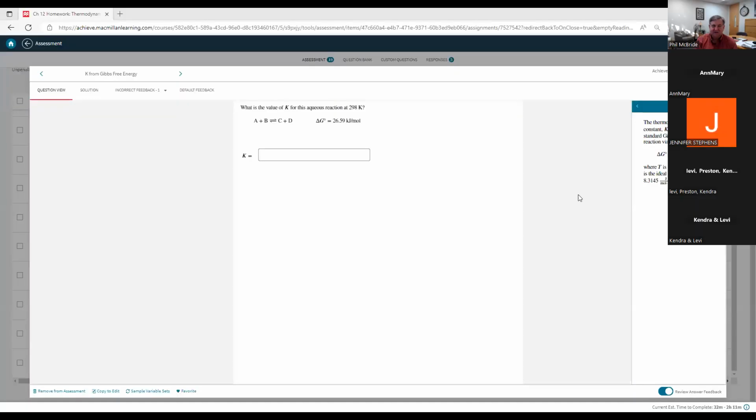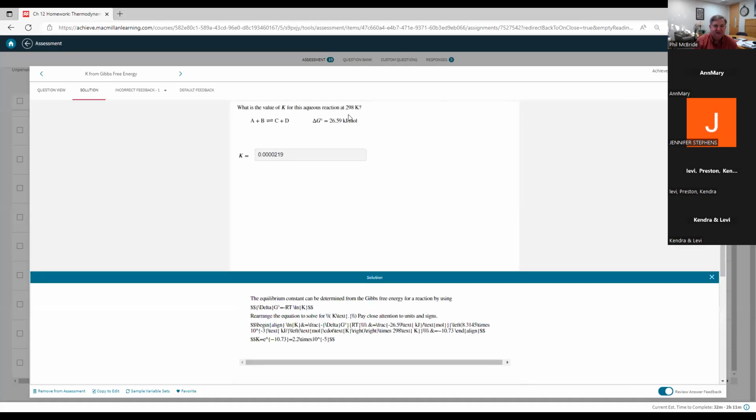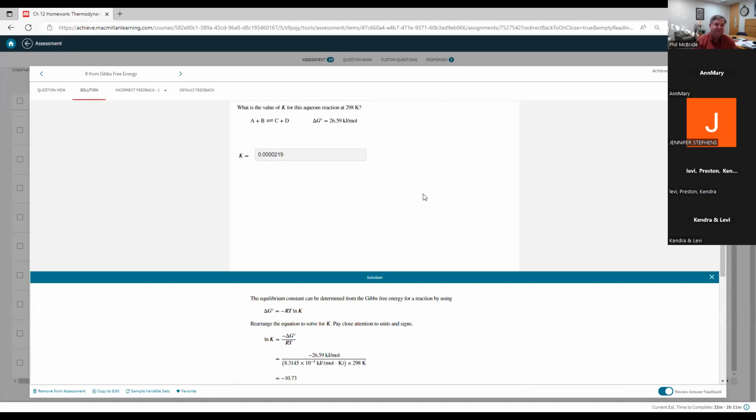Oh, we're using two computers now, kind of like a big TV. Sounds good. So 0.000219, and I'll check it. Oh, it did say we were at 298 Kelvin. So that's good.